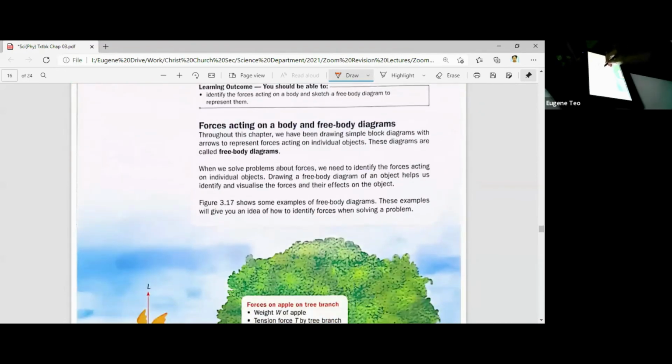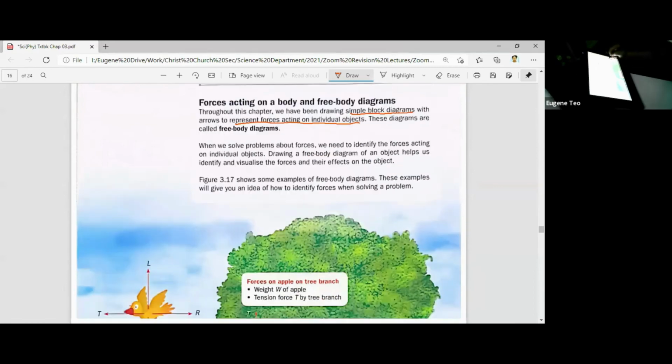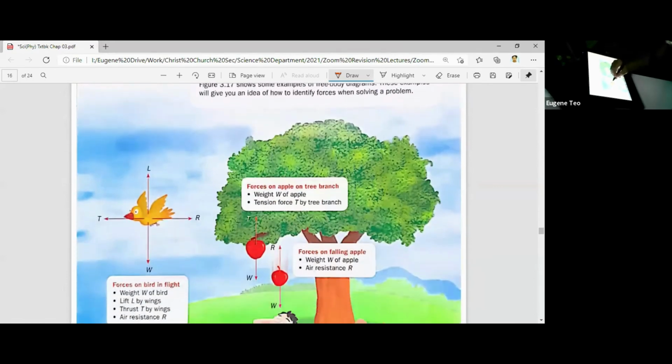Free body diagrams are simple block diagrams that represent forces acting on an individual object. So I say again, what are free body diagrams? They are simple block diagrams to represent forces acting on an individual object. For example, the bird: there's an upward lift, so I can draw an arrow from the bird. The air resistance acts downwards, and the weight is the force of the bird. Towards the left, when I flap the wings, it's also going forward. There's a thrust by the wings. So this is an example of a free body diagram.